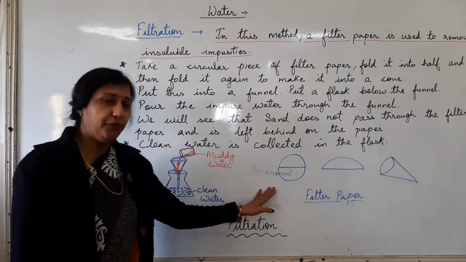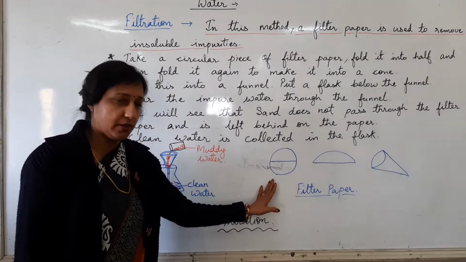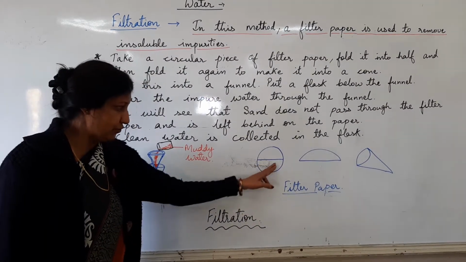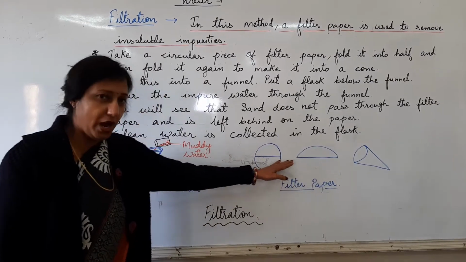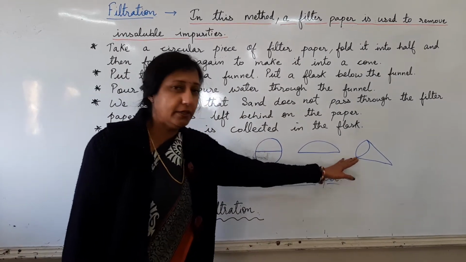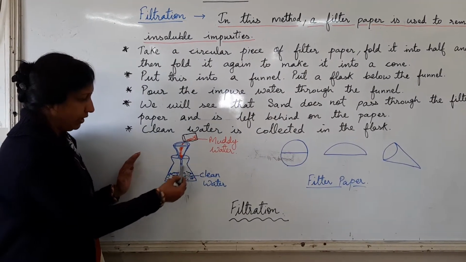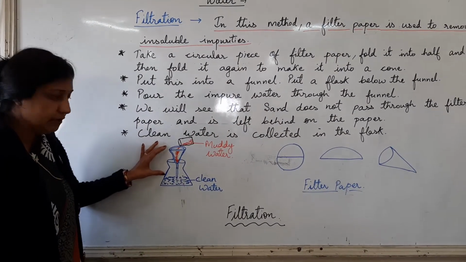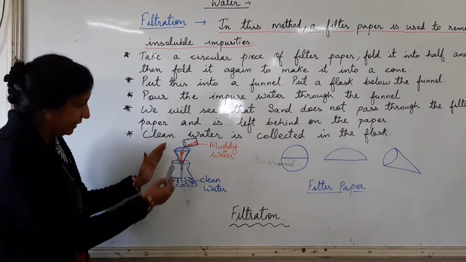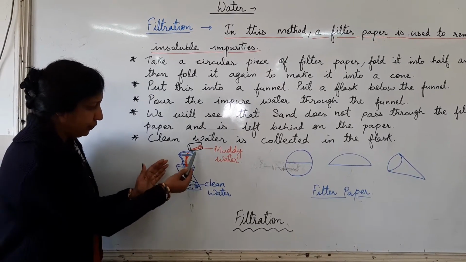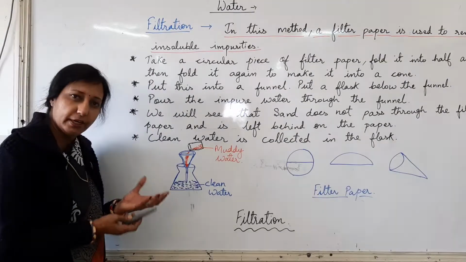The filter paper first needs to be folded in this manner, children. The filter paper is in a round shape, then we have to fold it into half, and then we have to make it into a conical shape. So when this conical shape is made, you have to put it in the funnel like this. And then when you are putting it in the funnel, you need to just fix it on a container.